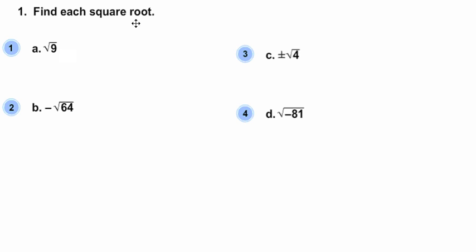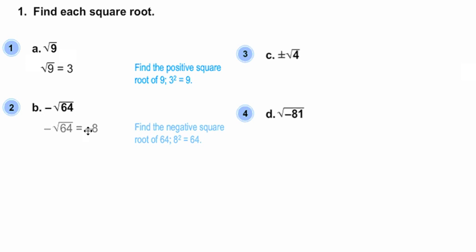Example 1, find each square root. So here we have the square root of 9. What number multiplied by itself is going to equal 9? That equals 3, because 3 squared equals 9, meaning 3 times itself equals 9. Here the negative is on the outside, so we first have to find the square root of 64. What number times itself equals 64? That's 8. So the negative of 8 is negative 8.